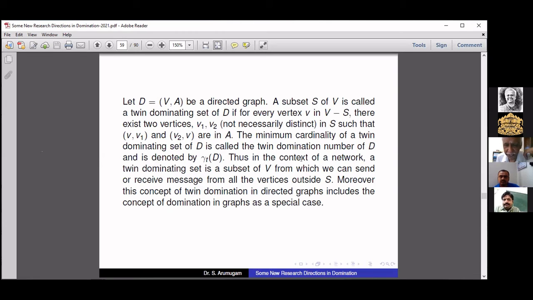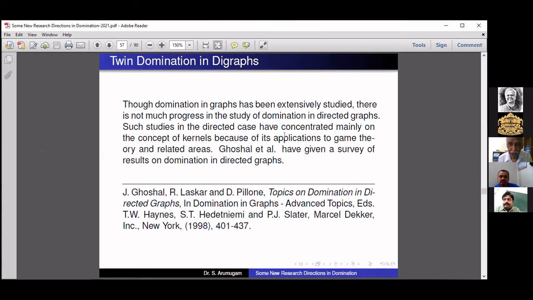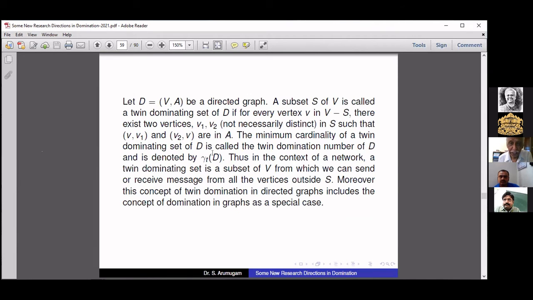Why is it very interesting? I have already told you, domination in graphs is so extensively studied with thousands of papers. And this concept gives domination in graphs as a particular case. Why? Take any graph G. Replace every edge by a symmetric pair of arcs. You get a directed graph. What is the twin domination number of this directed graph?